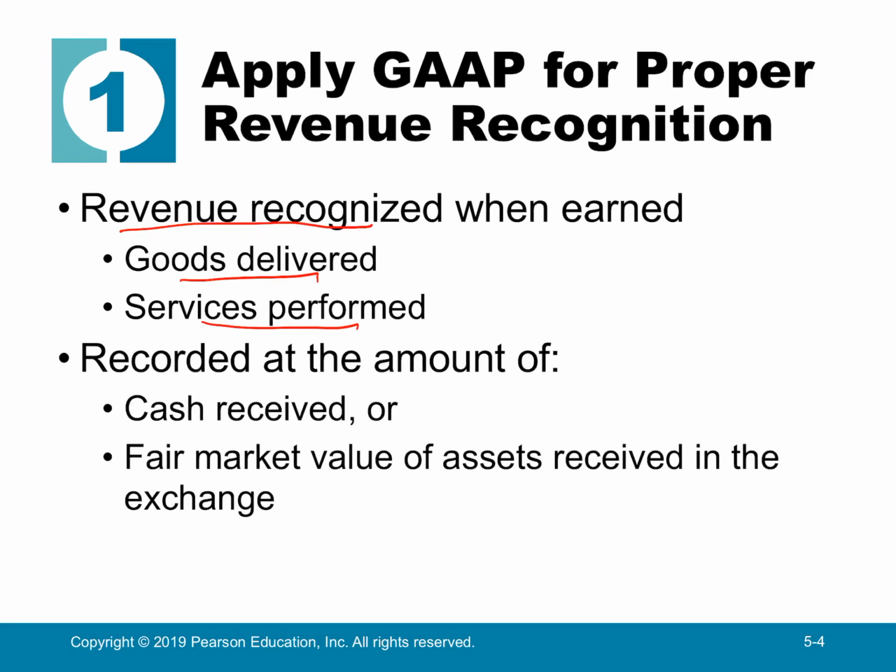You're going to record it at the amount of the cash received or the fair market value of any assets that you received in the exchange. So somebody might pay you for your services by giving you a car, for example. Then you would just book the amount of your revenue at the fair market value of the car.